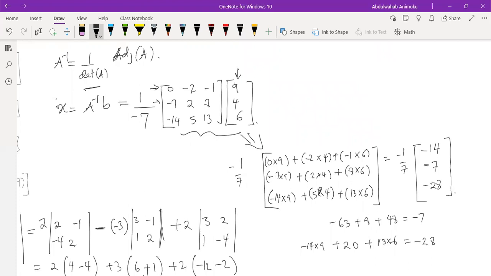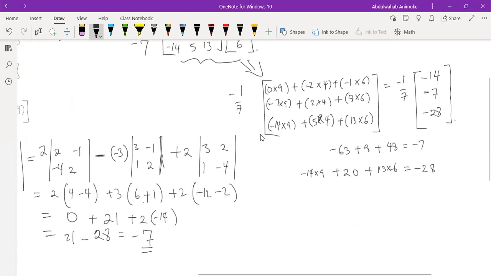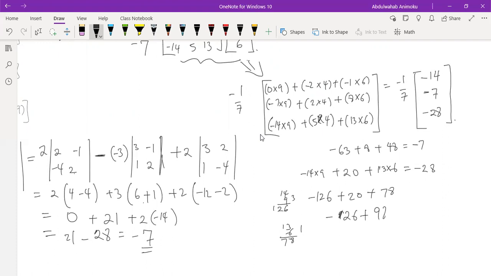Right. So let's just go through the last one so that you can see it is correct. So minus 14 times 9 is minus 126, plus 20, plus 13 times 6 is 78. So what do you have? You have minus 126 plus 98. And if you do this calculation, you're definitely going to get minus 28.